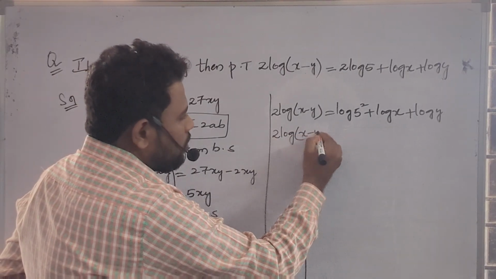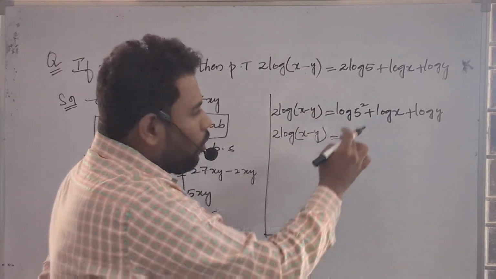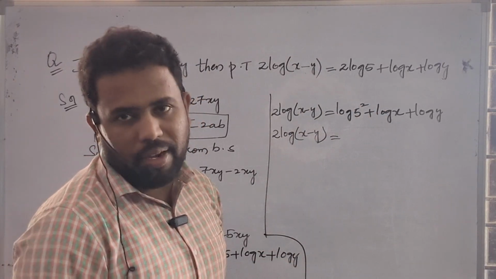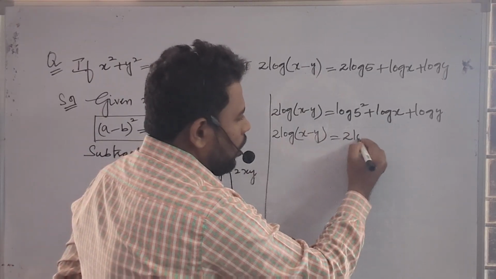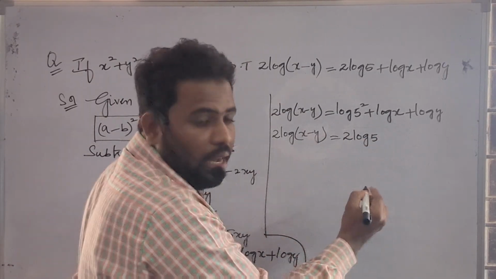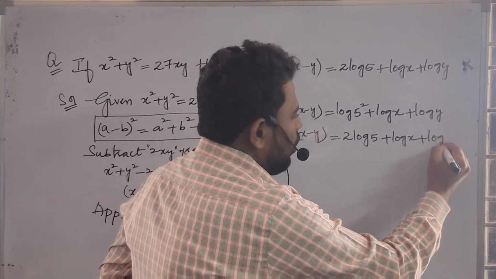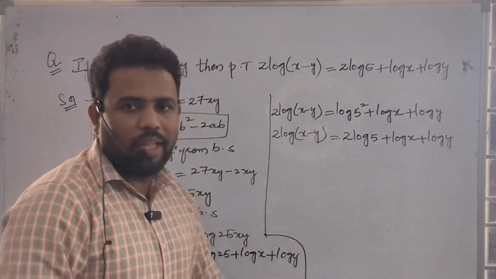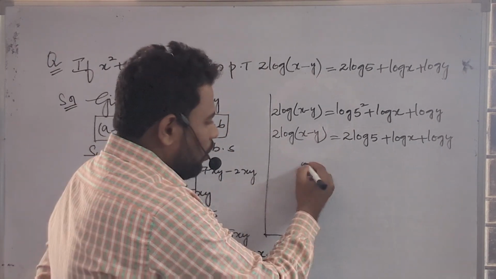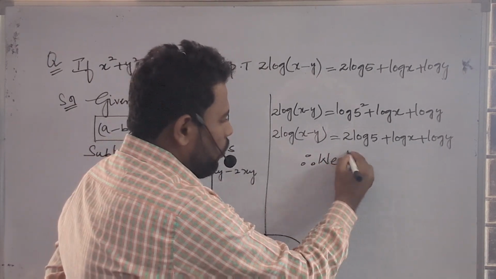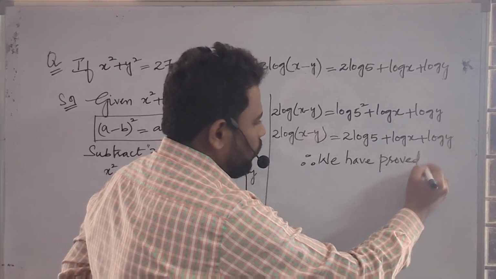2 log of (x minus y) equals, this is log 5 squared. What is square? Square is again a power, so we can write the power first. I'm writing the power first: 2, then copy the same log. Log 5 plus log x plus log y. So here we have proved what exactly was asked to prove.